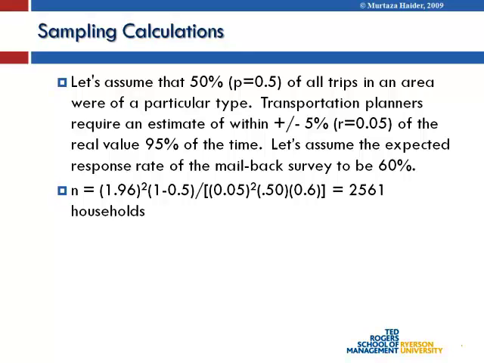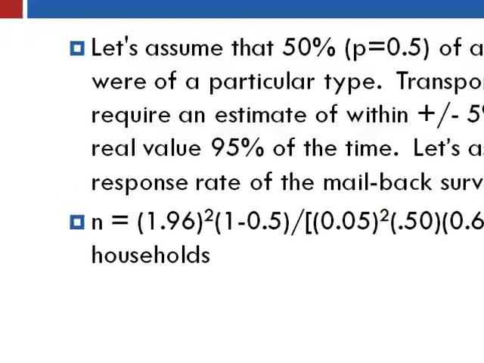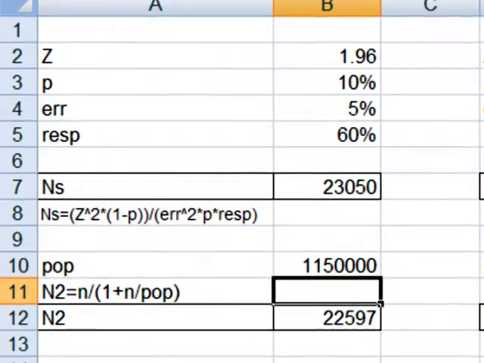Let's assume that the expected response rate of the mailback survey is 60%. So we plug in these values: R is equal to 0.05, the Z statistic for a 95% confidence level is 1.96, the response rate S is 60%, and the proportion is 0.5. We plug these numbers into the equation here, and the result is 2,561 households. And I will take you into Excel to illustrate this further.